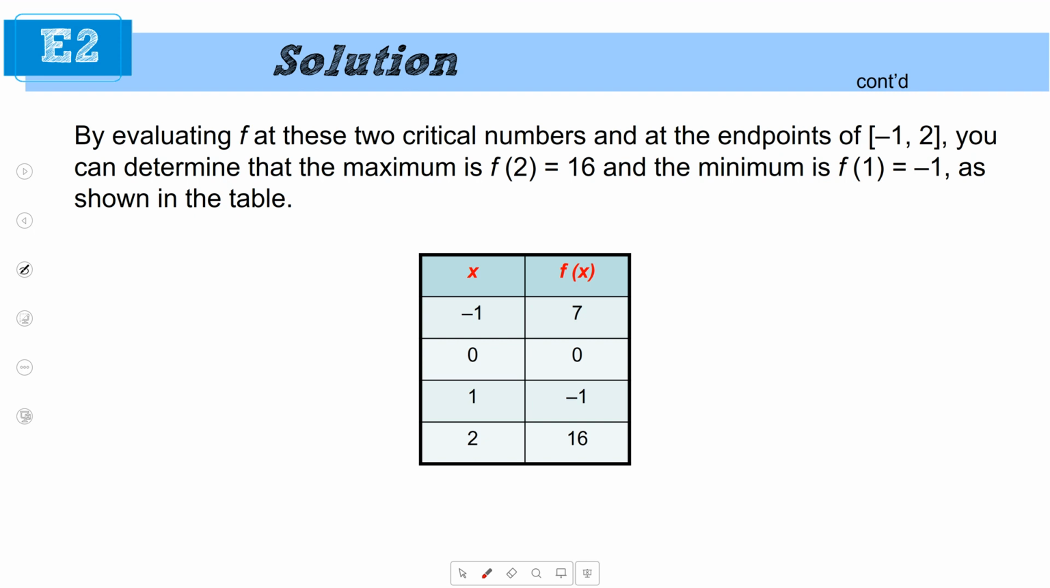Which one's the biggest value? Right, at 2, when it has a value of 16. What's the smallest value? Negative 1, which happens when x equals 1.